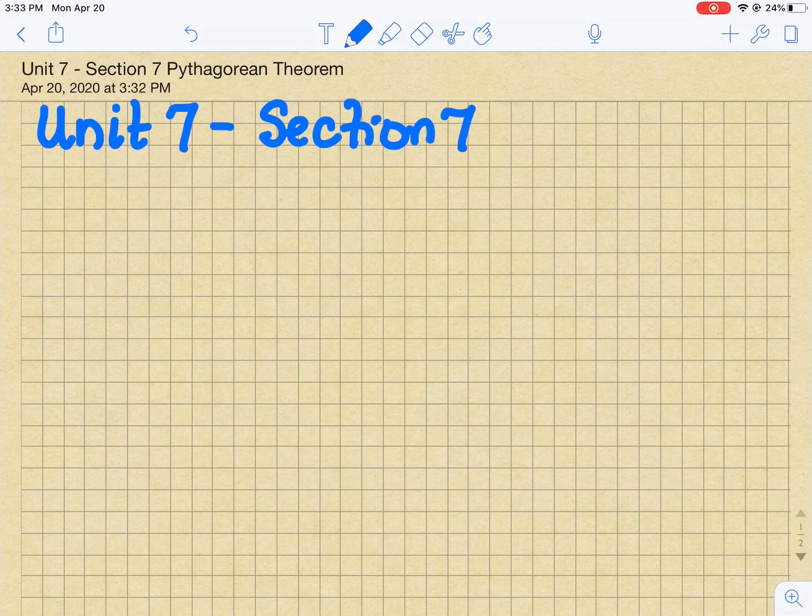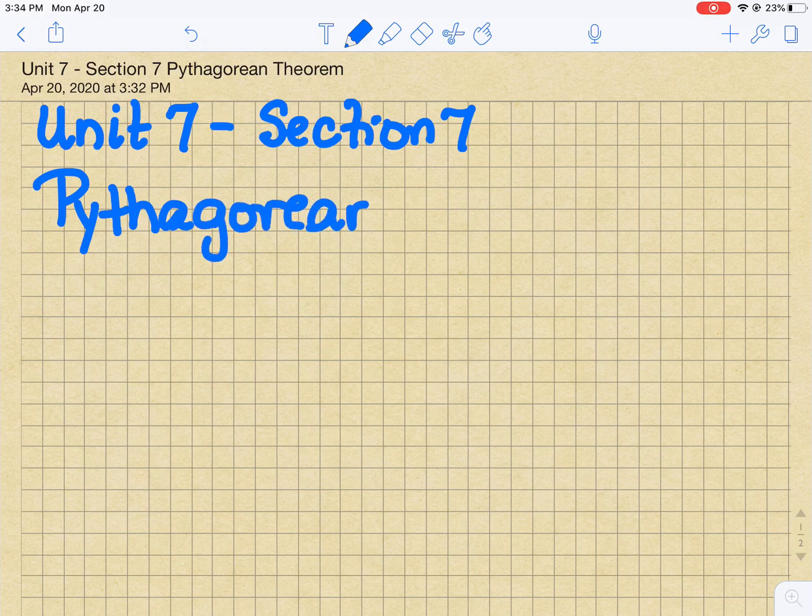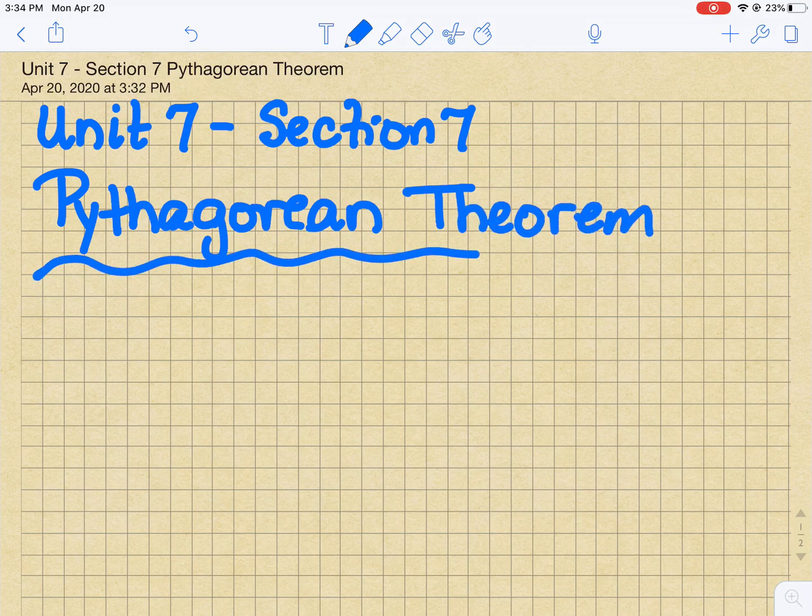Okay, this is our final section for the year. This is Unit 7, Section 7, and we're going to talk about Pythagorean Theorem. I know that, because I've heard you guys talk about it before, that you've probably been introduced to this. So I'm not going to spend a lot of time explaining Pythagorean's Theorem. It has to do with right triangles.